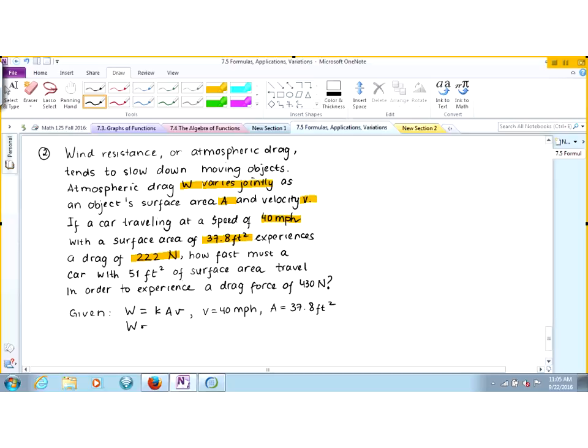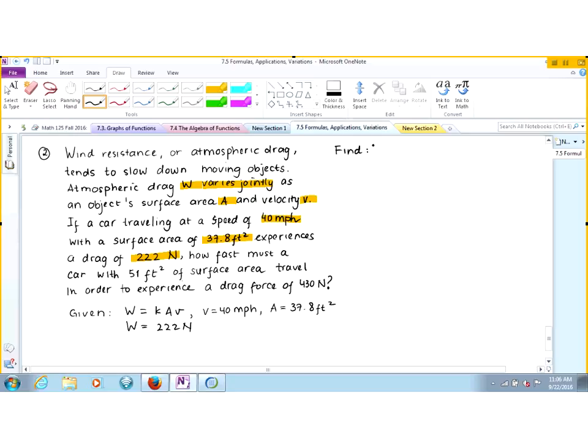222 newtons. W, W is actually a force. Force is in newtons. Wind, atmospheric drag is a force. Force is newtons. So what do you need to find? What is the question asking?